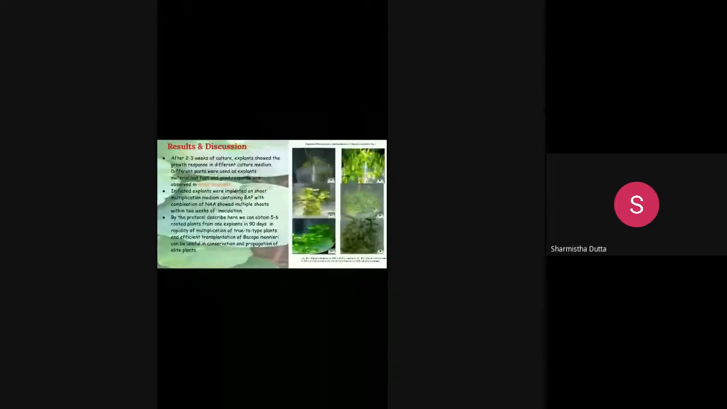For rooting, 3 to 4 micro shoots of 2 to 3 centimeters were cultured on in vitro rooting medium supplemented with IBA alone and recorded every week. Coming to the result.